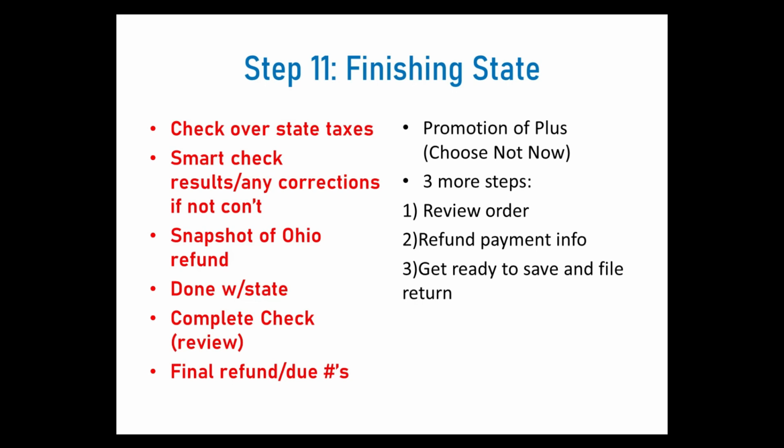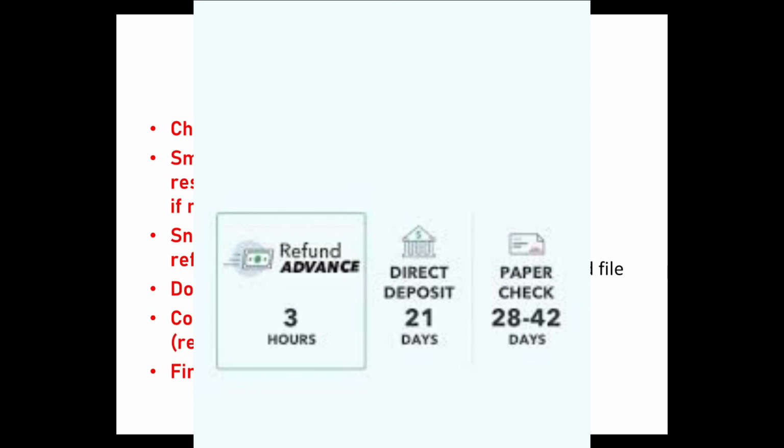So here we are at the final 3 steps. Hopefully you have caught up to me. Hopefully you are here at these final 3 steps. Now, the final 3 steps are going to be to review your order, refund payment info. This is where you're going to put in your direct deposit, or you're going to choose that prepaid Credit Karma account if you don't have an account or you just don't want to use your account, or you're going to choose the option that TurboTax gives for a refund advance if you are interested.